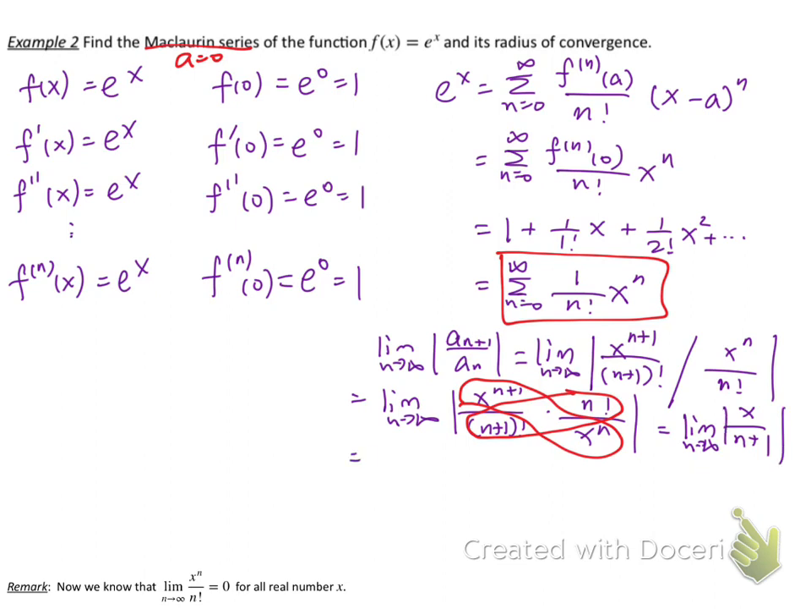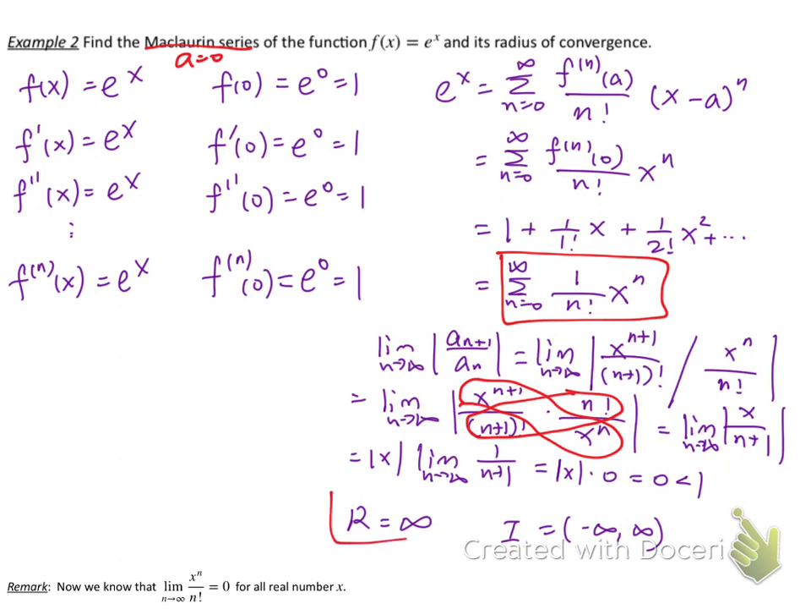So I can pull the absolute value of x out, and the limit as n approaches infinity of 1 over n plus 1. No matter what x is, the limit of 1 over n plus 1 goes to 0. So this is just the absolute value of x times 0, which is 0 no matter what. That is less than 1. So our radius of convergence will be infinity by the ratio test. And I didn't ask, but the interval will be negative infinity to infinity.